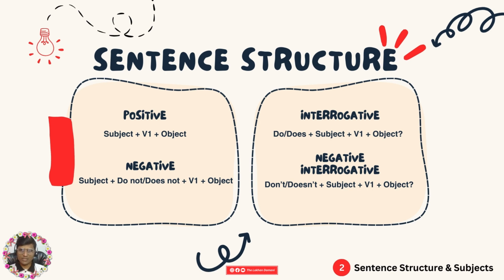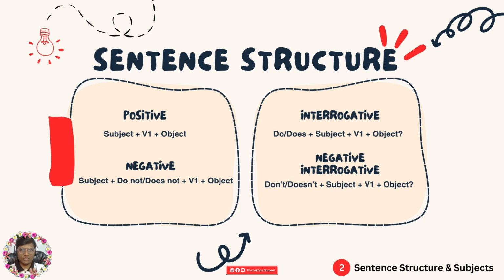Negative: subject, do not or does not, verb first form, and object. Interrogative means questions, right? Do, does, subject, verb first form, object. And when you use it, it is not really formal, right? So for example: do, does, subject, verb, and object. We are going to discuss all of these in context, more deeply, one by one.